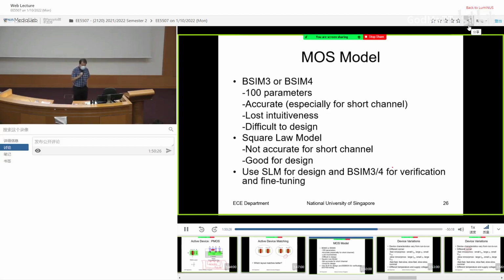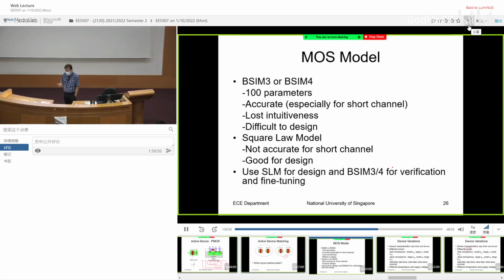Now, in design, a lot of people still prefer using square law because it's very intuitive. You increase the W over L, what happened? Okay, you have the overdrive voltage, increase it, what happened? So on and so forth. So square law model, people like to use it because it's very simple and intuitive. But the problem is not accurate.